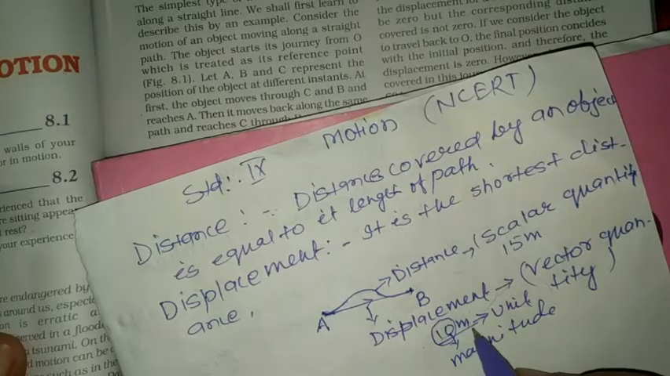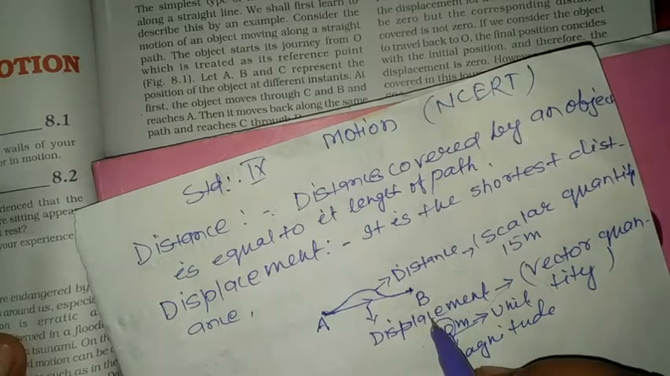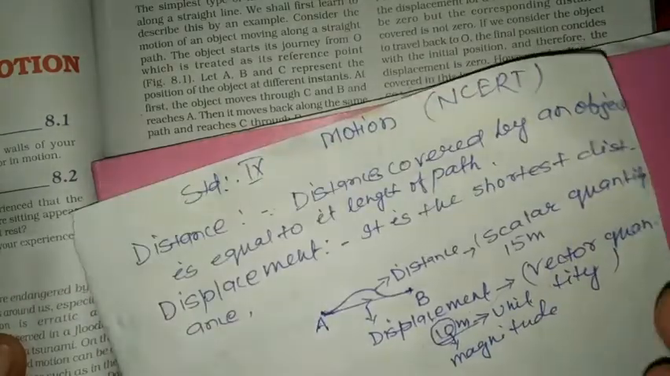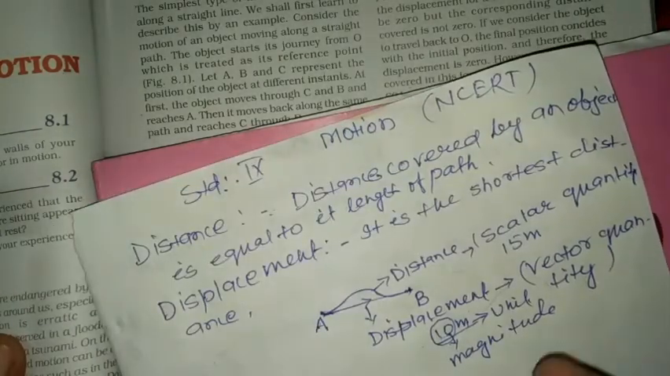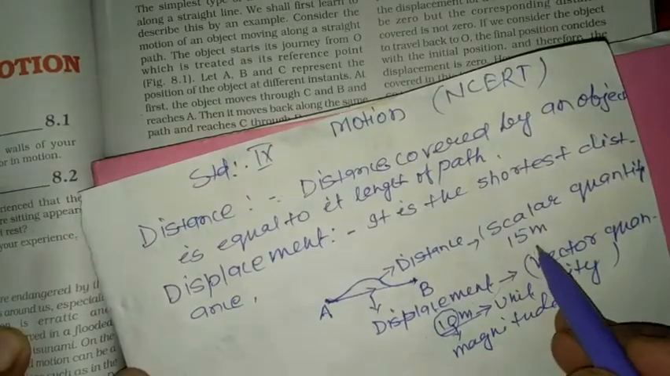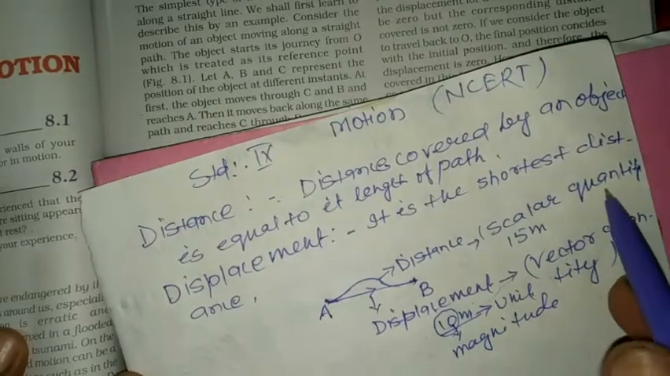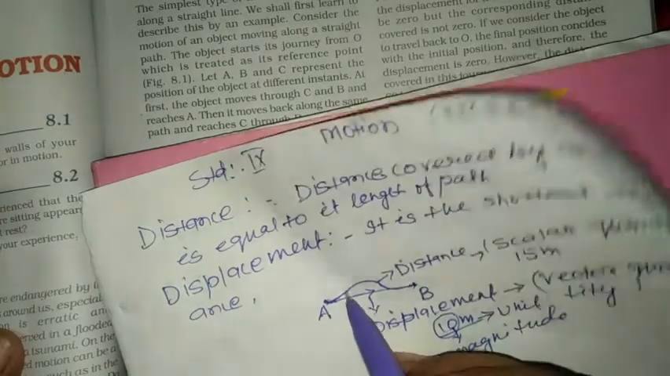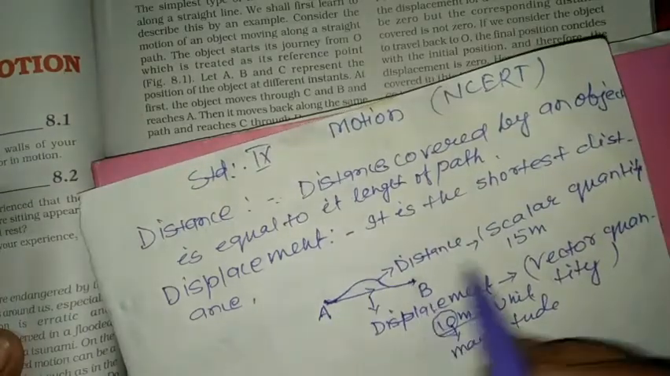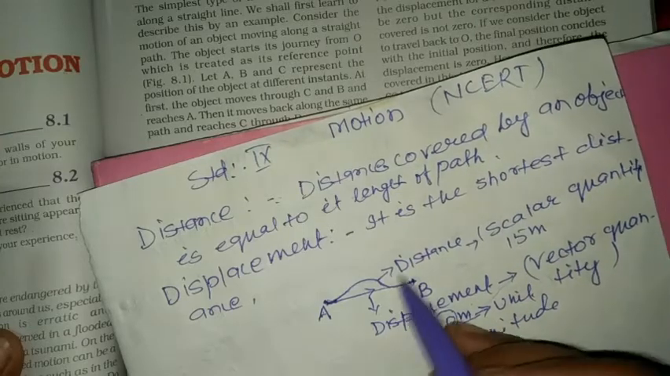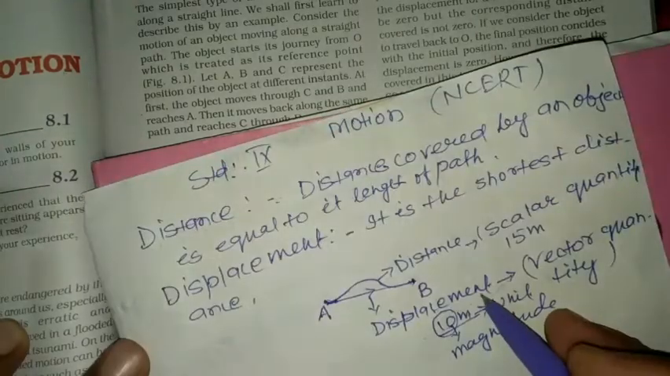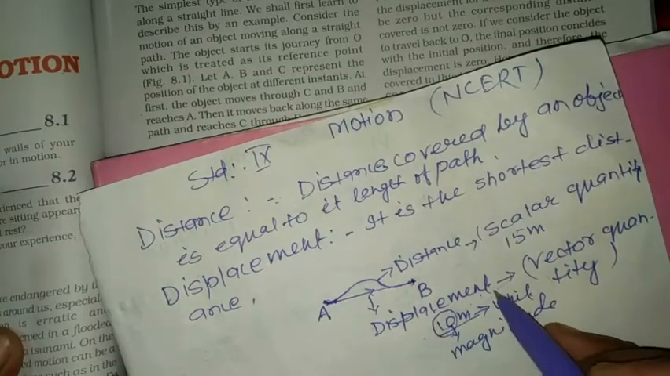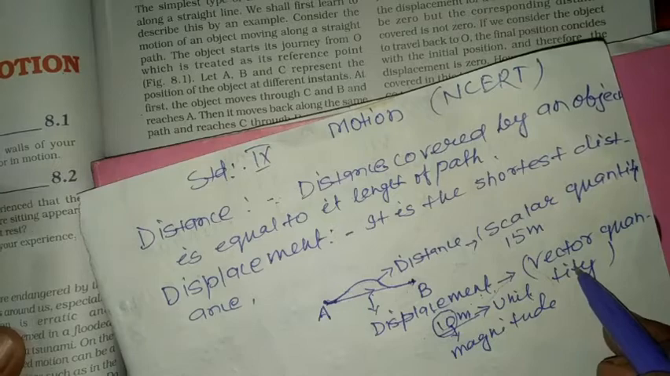Okay, that means meter is the unit of displacement or distance, whatever it is. Kilometer, meter, centimeter, as the case may be. So in case of a scalar quantity, we see that at each and every point its direction changes, means it has no certain direction. But in case of displacement, its direction does not change. That is why it is called a vector quantity.